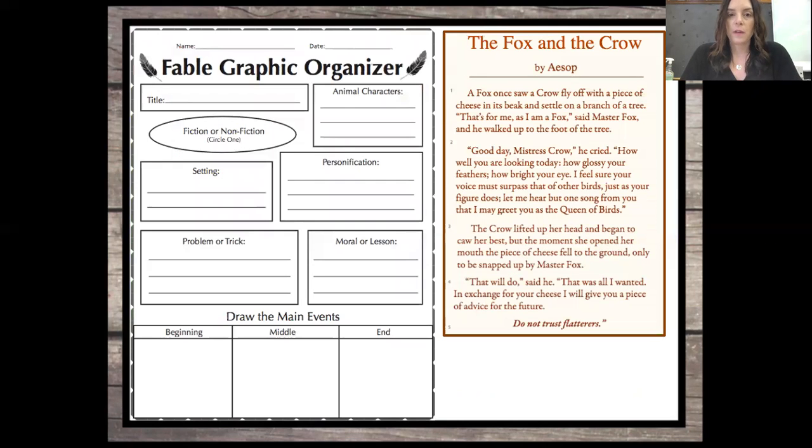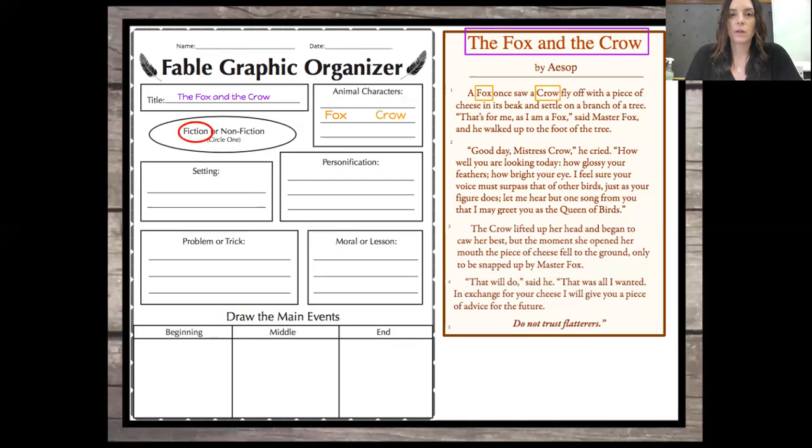And now that I know that it's a fable, I can go ahead and use my fable graphic organizer to take notes on the story. So we'll start with the title. The title is The Fox and the Crow. And the animal characters are a fox and a crow.